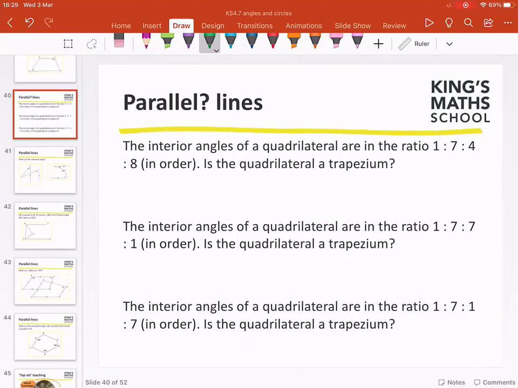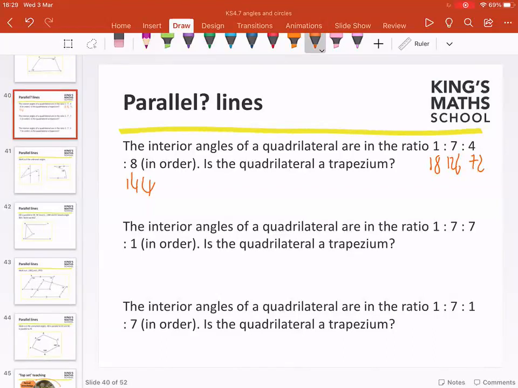If I did my bar model, I've got 1 and 7 and 4 and 8. So that adds up to 20 parts to represent the 360. So each part would be 18. So that would be 18. That would be 72. That would be 126. And that would be 144. Is it a trapezium? Can we tell? Do we know? Is it obvious?